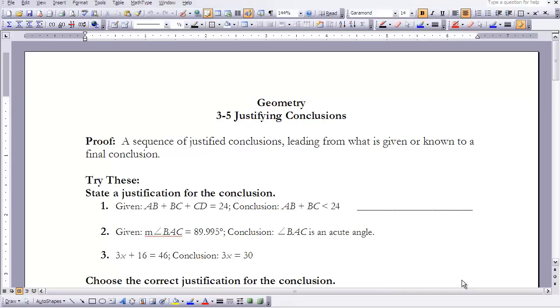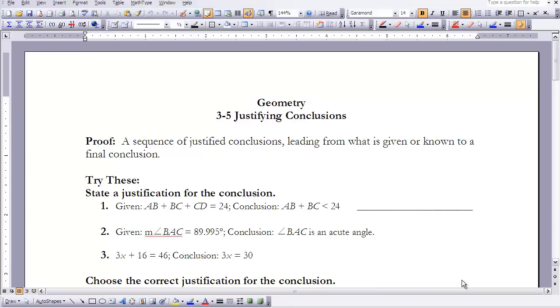So first of all, what is proof? Proof is a sequence of justified conclusions leading from what is given or known to a final conclusion. And we looked at that in the last lesson when we looked at solving an equation. I set it up in proof form. I didn't necessarily talk about it, but I had a column for conclusions, and that was the column in which we solved the equation. And then for each step that we followed within the solving of the equation, we then had a justification for each step.